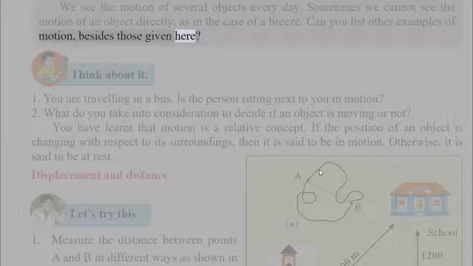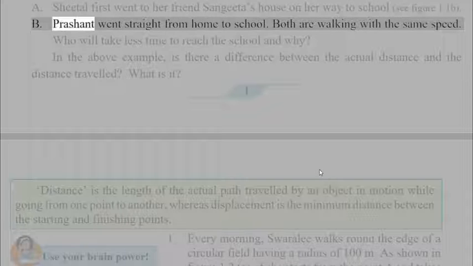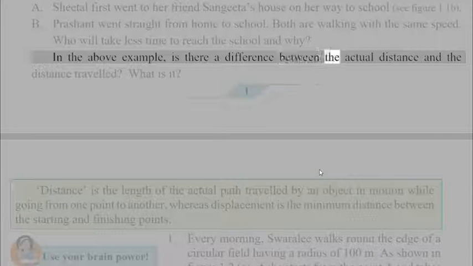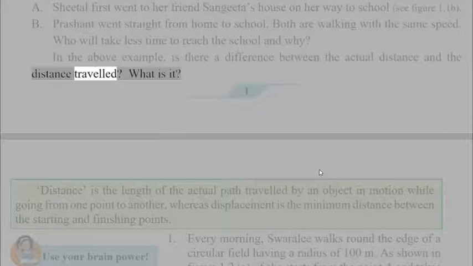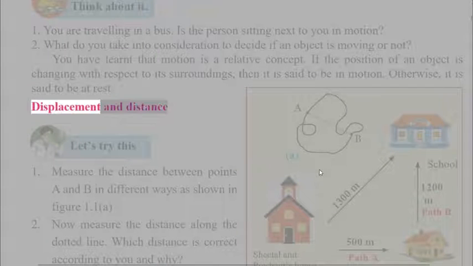A. Sheetal first went to her friend Sangita's house on her way to school, see figure 1.1b. B. Prashant went straight from home to school. Both are walking with the same speed. Who will take less time to reach the school and why? In the above example, is there a difference between the actual distance and the distance traveled? What is it? Think about it. Displacement and distance.